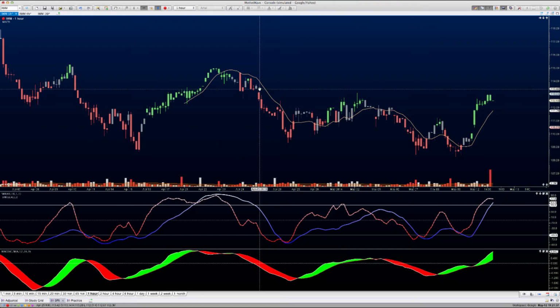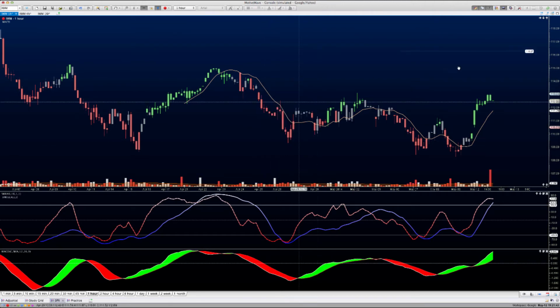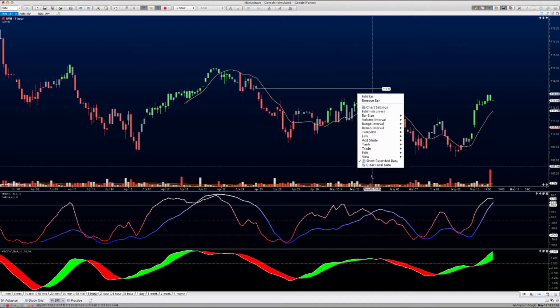Probably going to fill that tomorrow. I would say we definitely have a shot. If this continues upward, we definitely have a shot at filling the gap right there. Right now, we are testing this region right here.